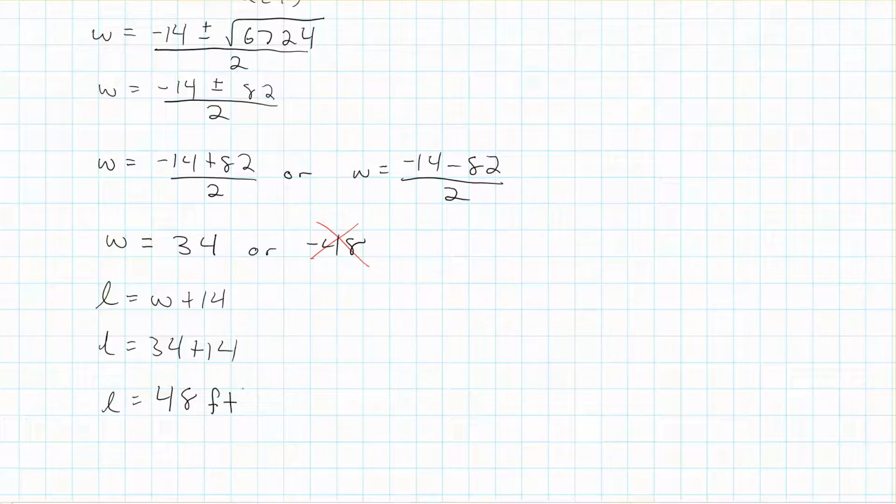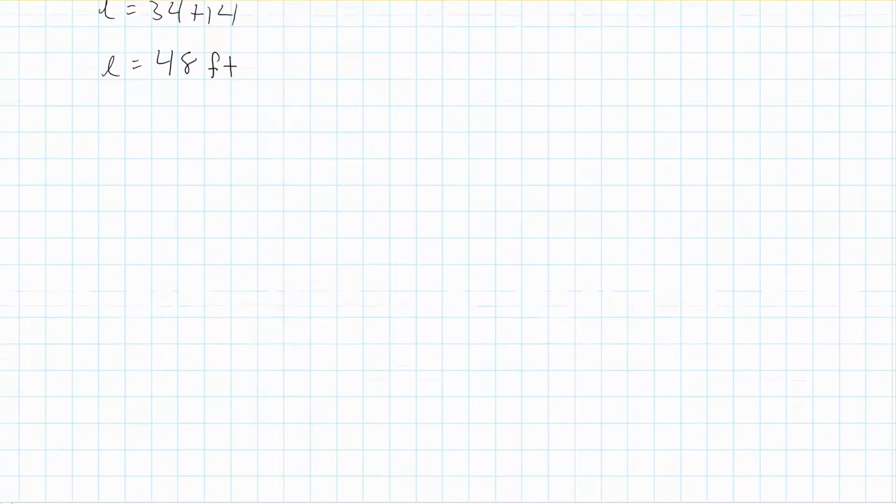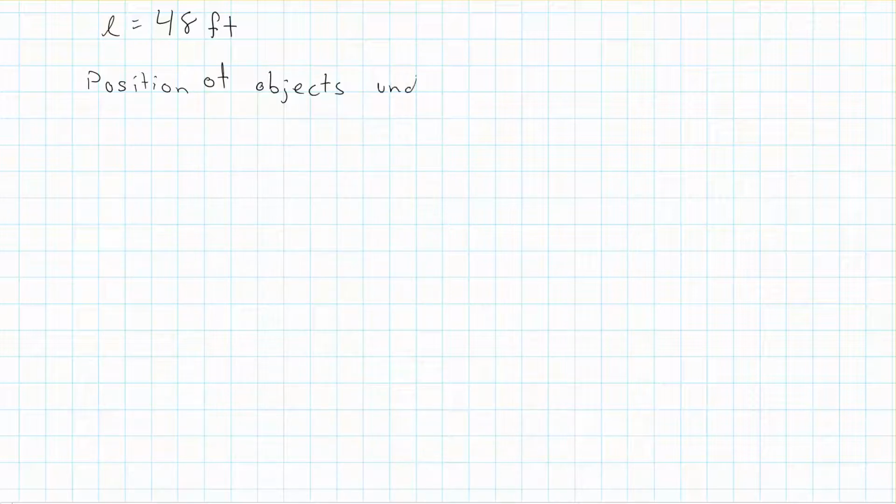Okay, so we're going to look at one other type of story problem here. And this story problem actually is a fairly good representation of an application. This has something to do with physics. If you have had physics before, you've probably seen this. If you haven't, you'll see it again. This deals with the position of objects under constant acceleration.